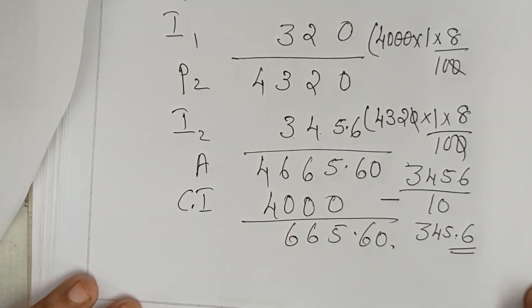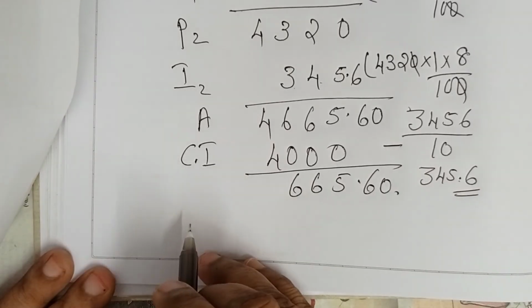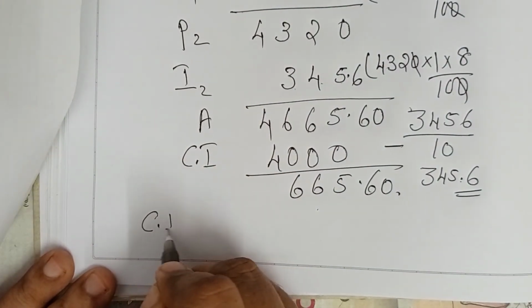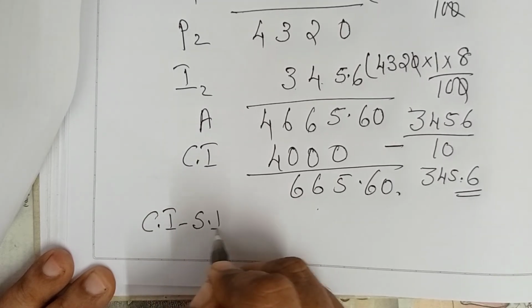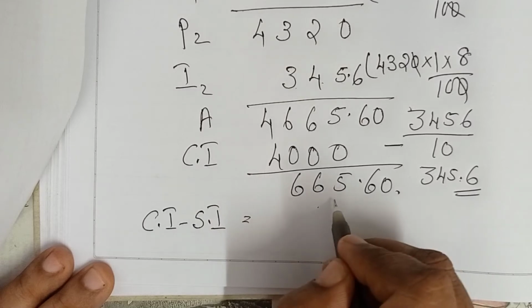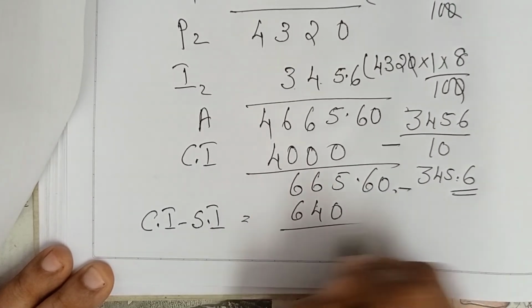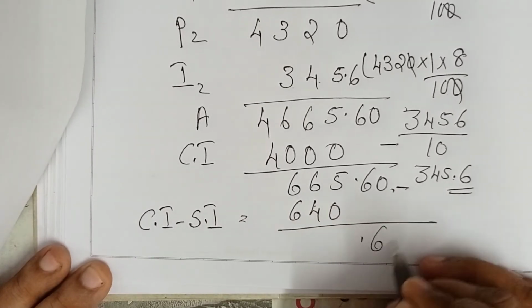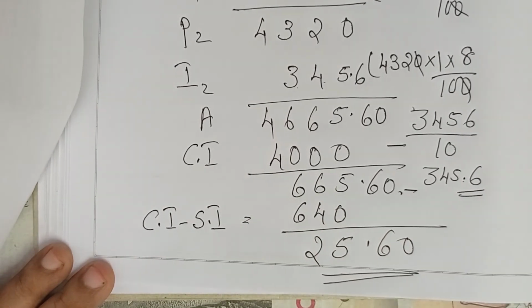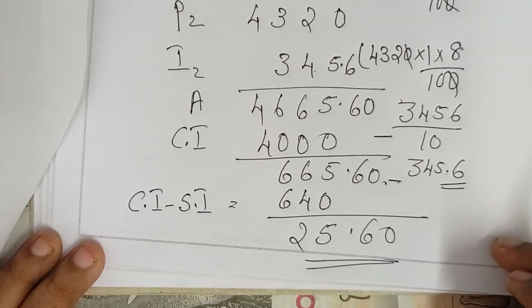Okay. Our question is: find the difference between CI and SI. That is, CI minus SI. What is that? 665.60 minus 640. The answer is 25 rupees 60 paise. Okay, 25 rupees 60 paise.